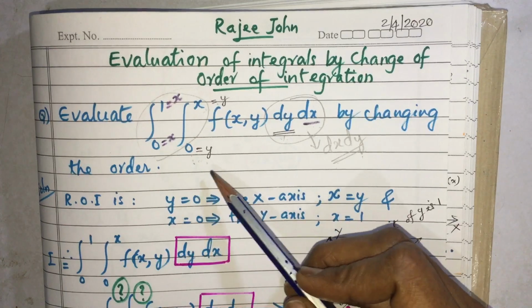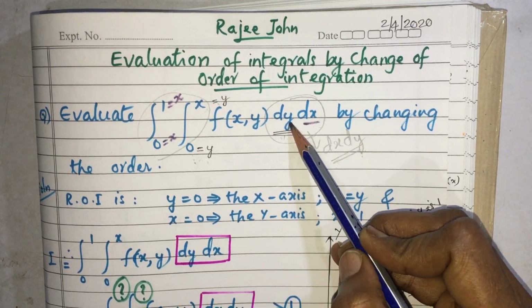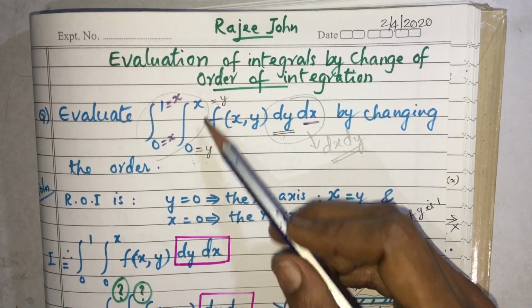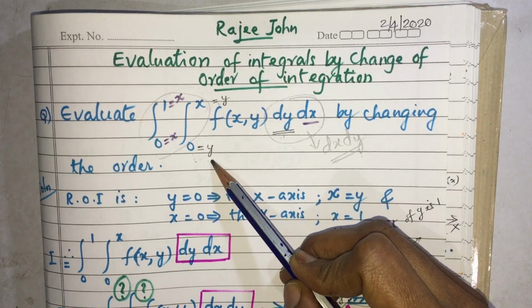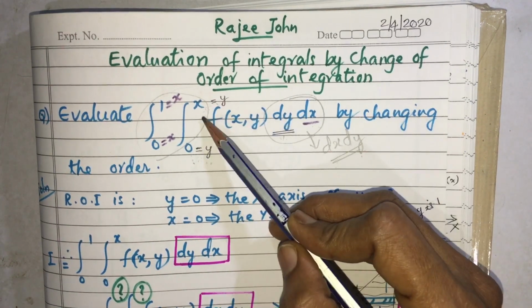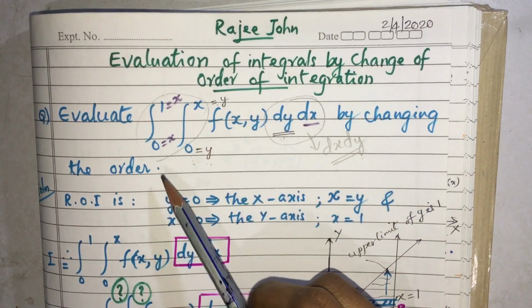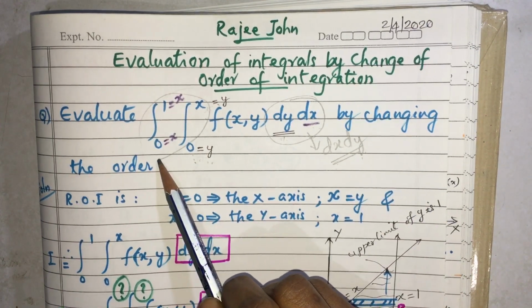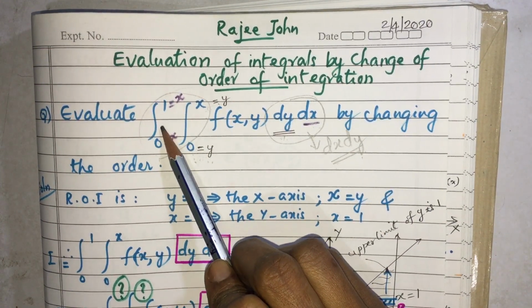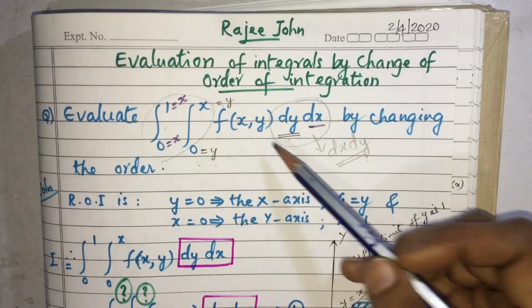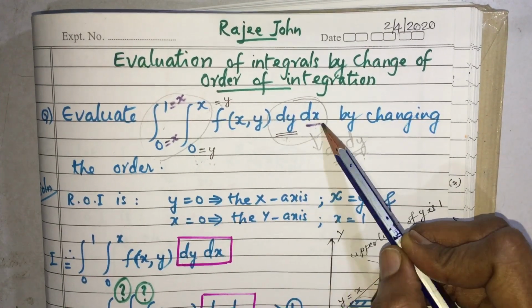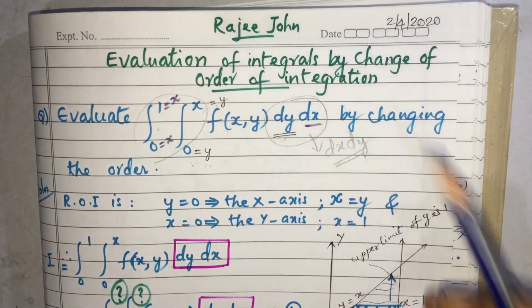So here, as in previous problems, dy is given, so this is the limit for y, that is, the lower limit of y is 0 and the upper limit of y is x. Here the lower limit of x is 0, and the upper limit of x is 1. So we need to change dy dx to dx dy.